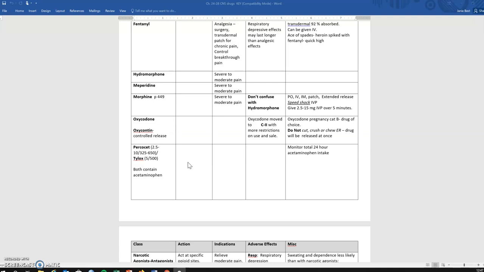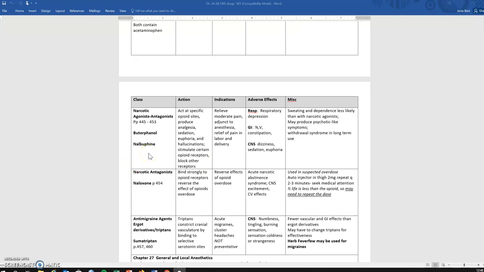The reason that I added Percocet to the list is because it is a combination drug that includes the narcotic and either 325 or 650 milligrams of acetaminophen. So when we talked about acetaminophen, we talked about the fact that you have to monitor that 24-hour intake, and therefore any narcotic that has acetaminophen as part of its components needs to have that amount of acetaminophen subtracted from the 4,000 milligrams per day.